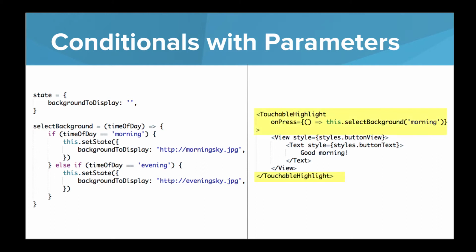On the right, the touchable highlight component triggers an onPress event, which calls the select background function. In this case, it is also passing in morning for the parameter to be checked. In the actual app, there is another touchable highlight component, except that one passes in the parameter evening. Now it's your turn to explore this example and learn more about how parameters work with conditionals.